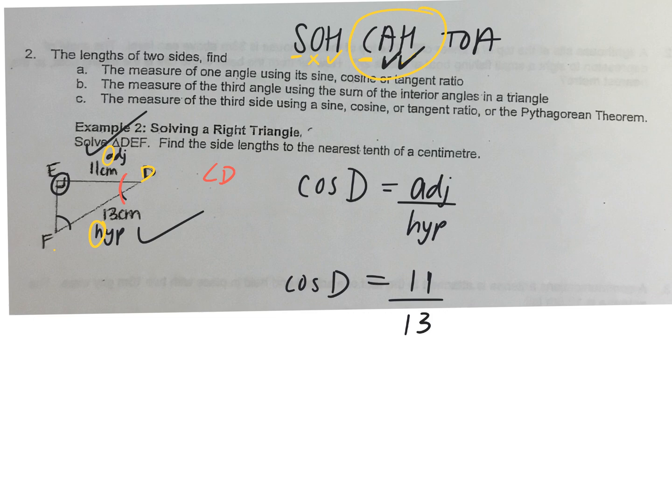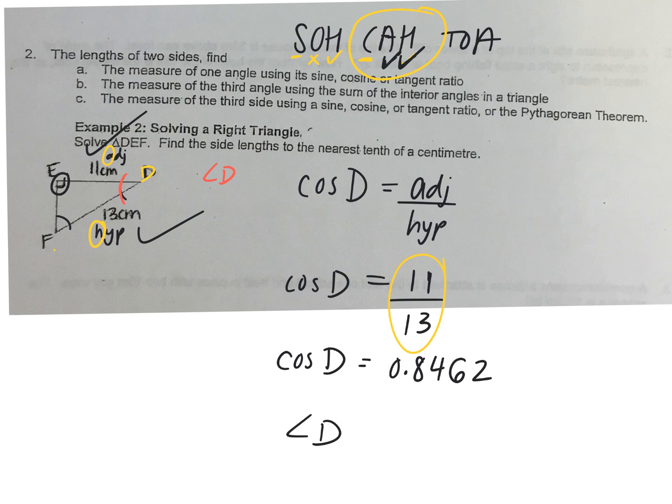Figure out what the ratio is. What is it as a decimal? 0.84. Okay, so cos D, if we divide this, 11 divided by 13, round it to 4 decimal places. 0.8462, because we're rounding it. That's the ratio, but we want to know the angle.